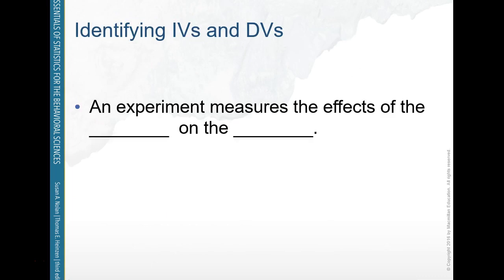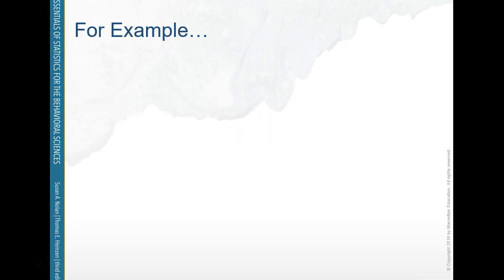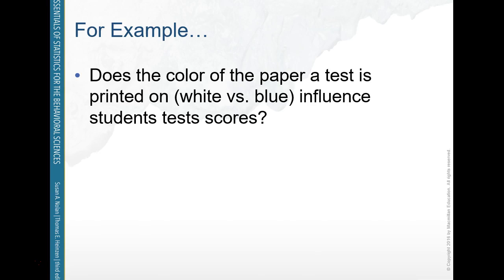So an experiment measures the effect of the independent variable on the dependent variable. For example, does the color of paper a test is printed on, white paper versus blue paper, influence students' test scores? Think about this for a second. What is the independent variable and what is the dependent variable?